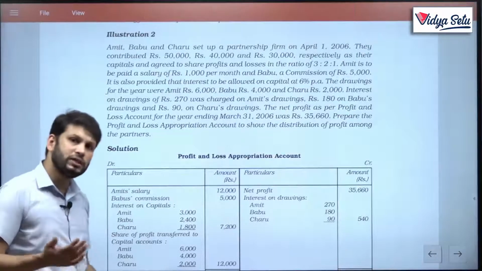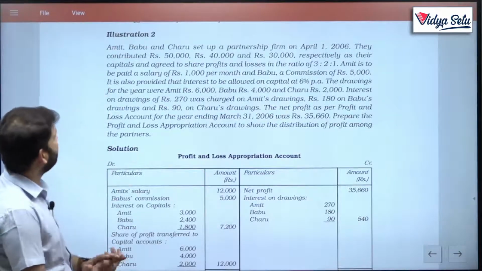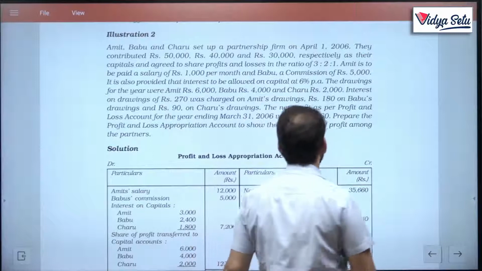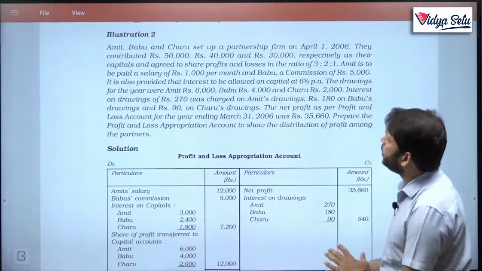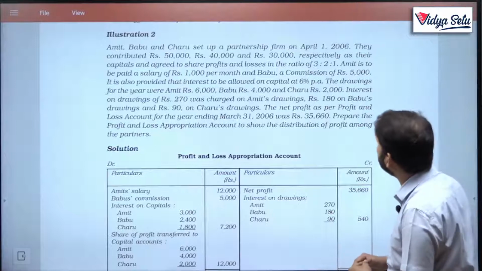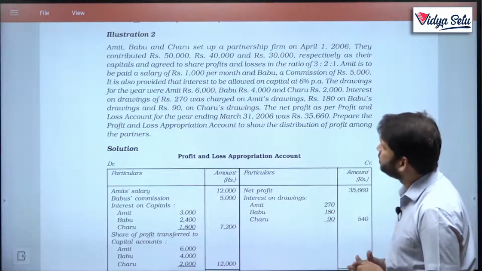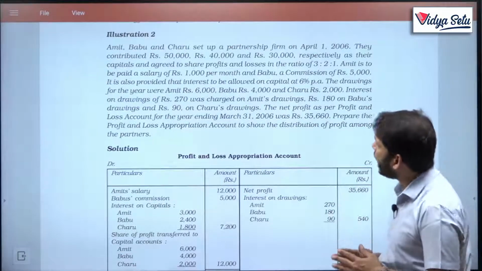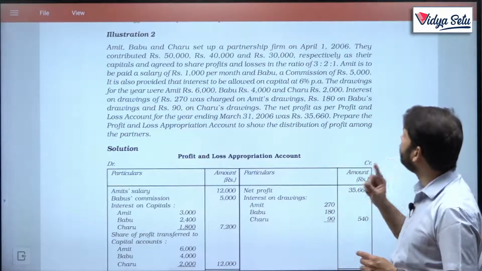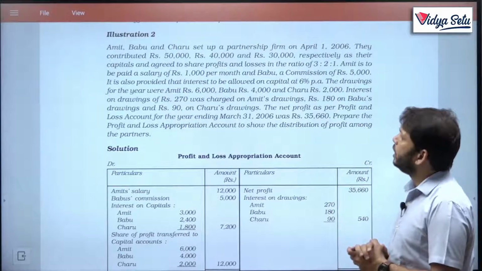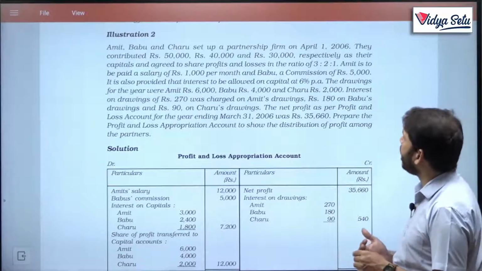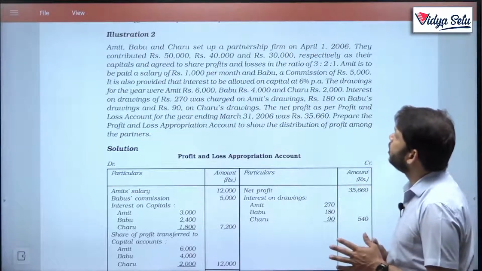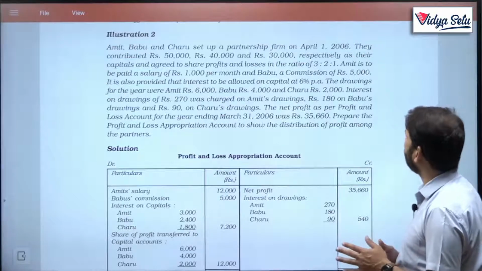The first illustration we have already done in the previous lectures. The second illustration is: Amit, Babu and Charu set up a partnership firm on 1st April 2006. They contributed rupees 50,000, 40,000 and rupees 30,000 respectively as their capitals and agreed to share profits and losses in the ratio 3:2:1. Amit is to be paid a salary of rupees 1,000 per month, Babu a commission of rupees 5,000 in total. It is also provided that interest be allowed on capital at the rate of 6% per annum. The drawings for the year were Amit rupees 6,000, Babu 4,000 and Charu rupees 2,000.